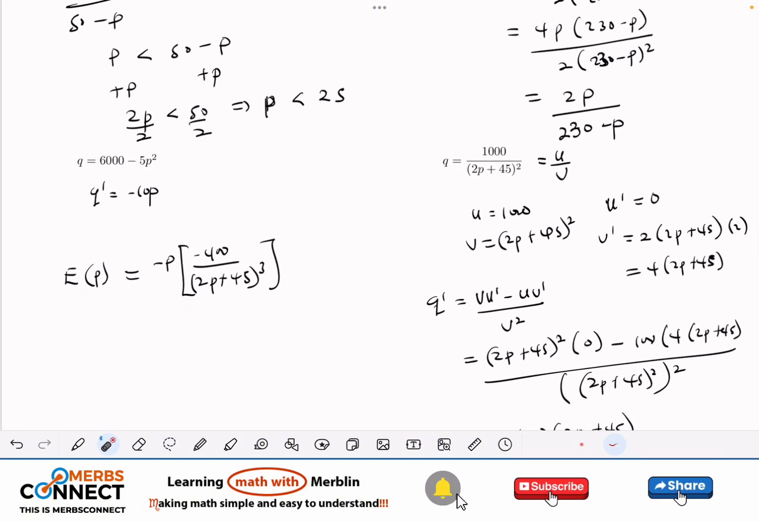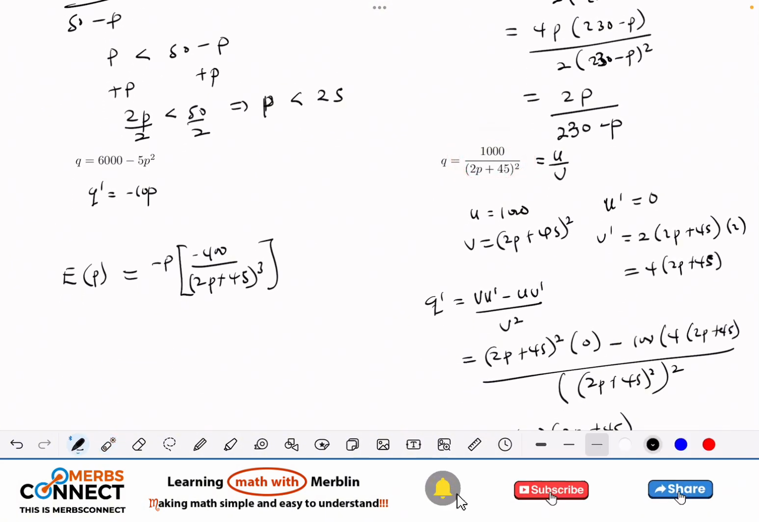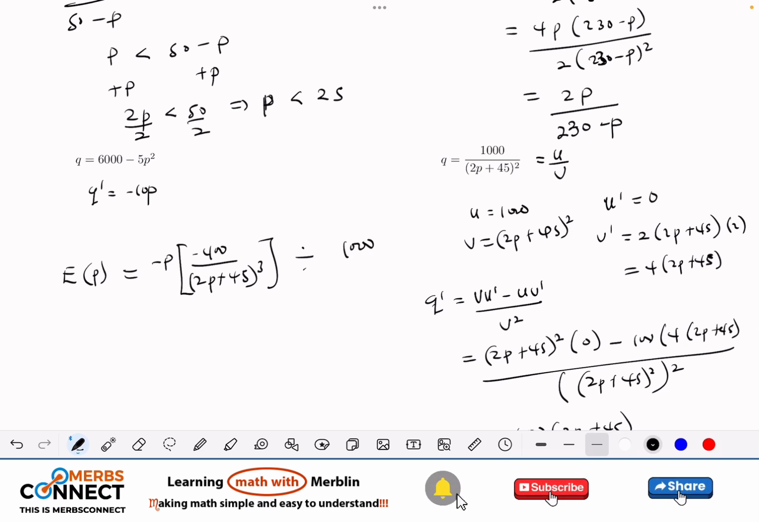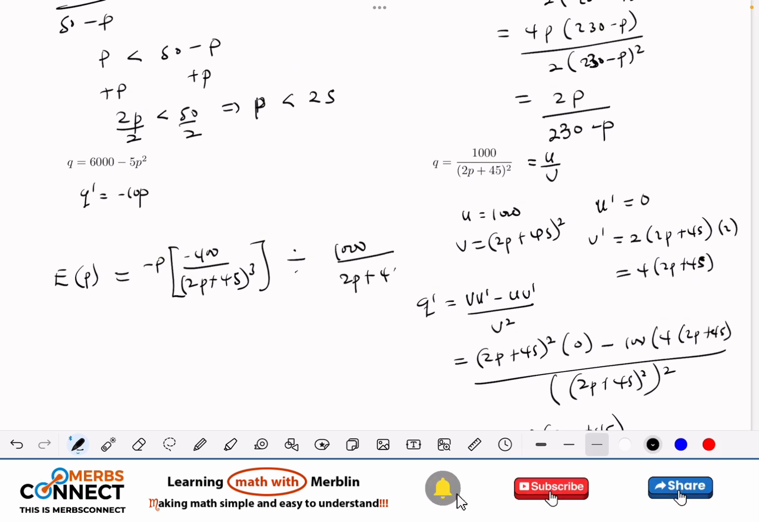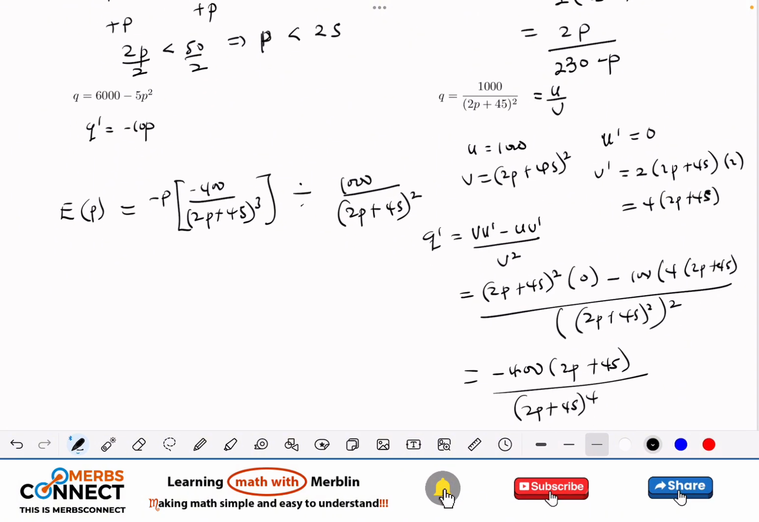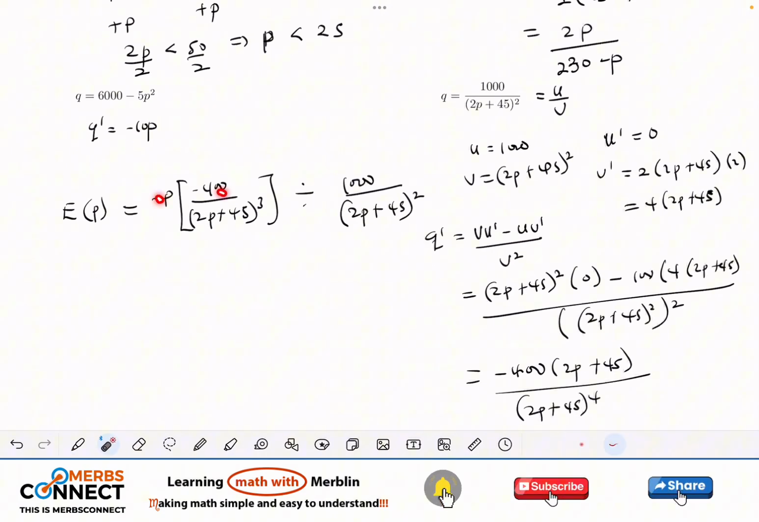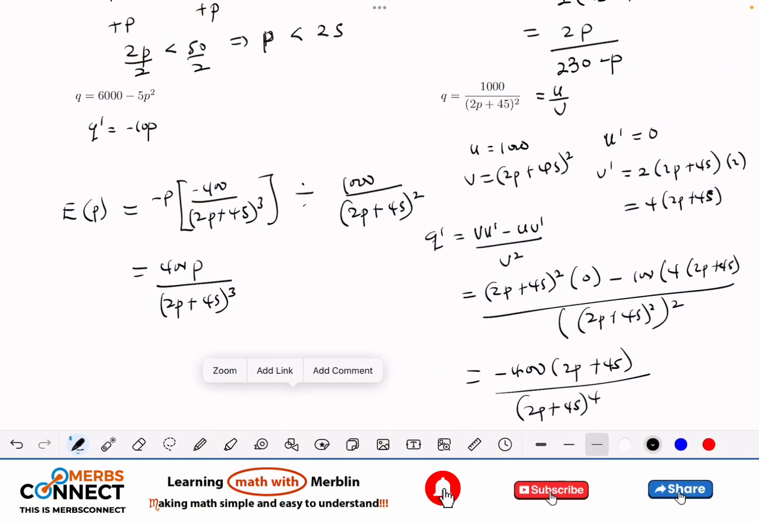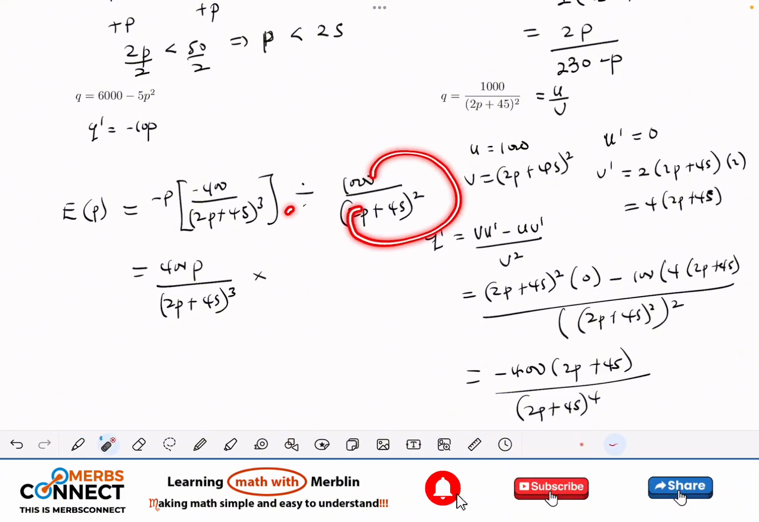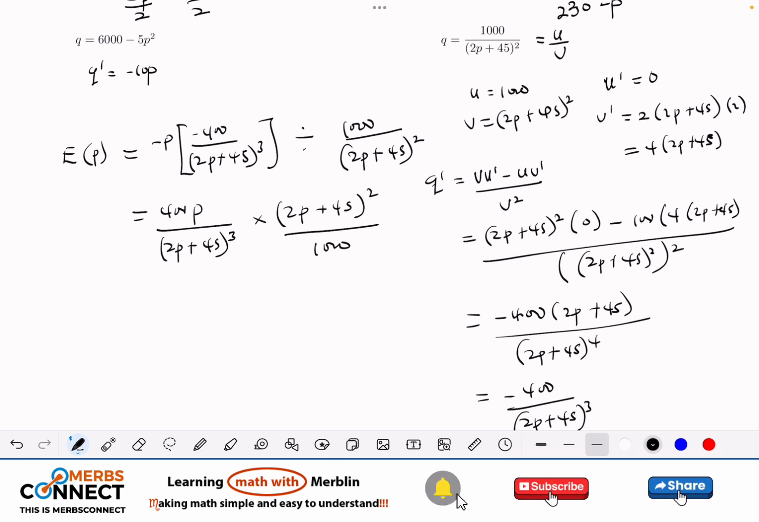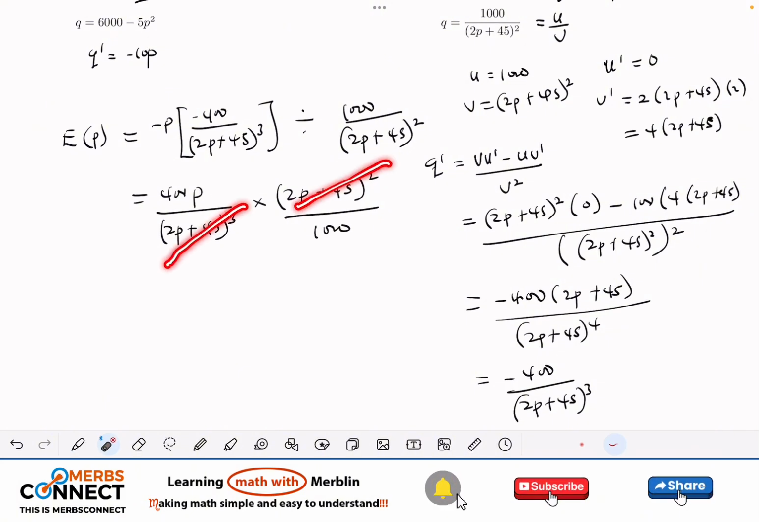What is Q? Q is this. So the divided by, I'll write it divided by 1000 divided by (2P plus 45) squared, right? So what can I do? I can multiply this and this, giving us 4000P divided by (2P plus 45) to the power 3. Then I'll change the division to multiplication and turn this one up. So I'm going to have (2P plus 45) to the power 2 divided by 1000. Then 2 of this will cancel 2 of this.